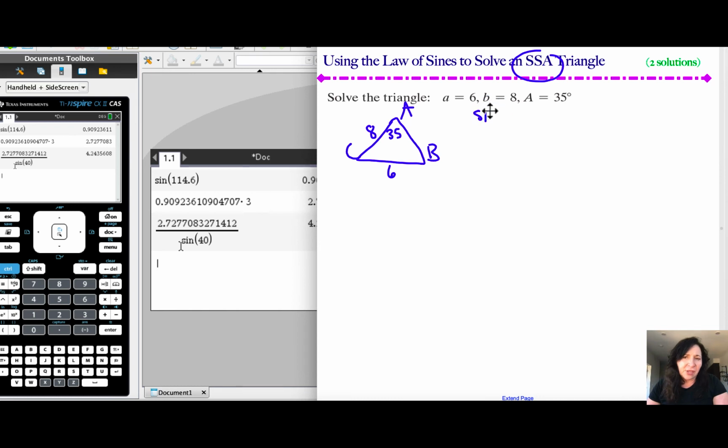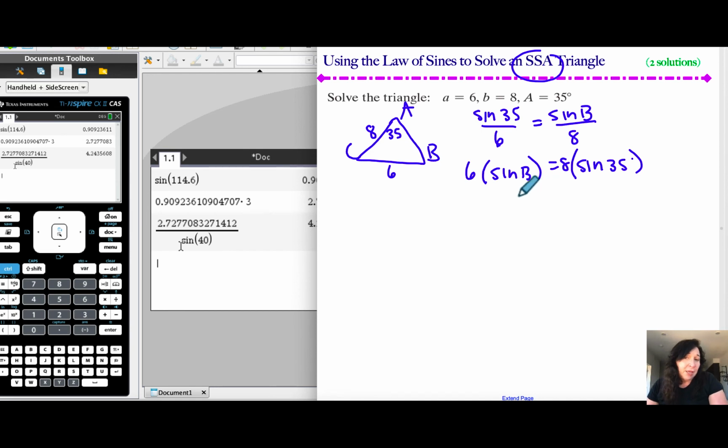We're going to say sine of angle A, which is sine of 35, over little a, 6. And we can't use C because I don't have either one, is equal to the sine of angle B, which is what we're going to find, over 8. I'm going to cross multiply. I get 6 times sine of angle B is equal to 8 times sine of 35 degrees. I'm solving for sine of B, so my first step is sine of angle B equals 8 times sine of 35, and then I'm going to divide that by 6.